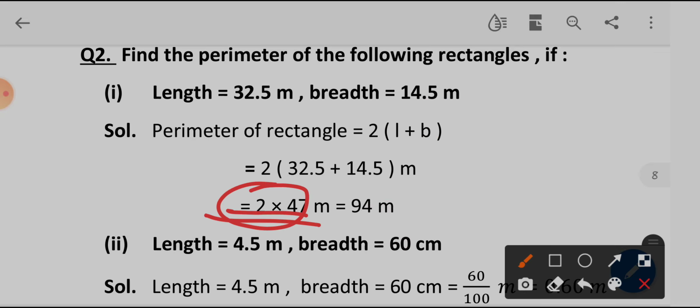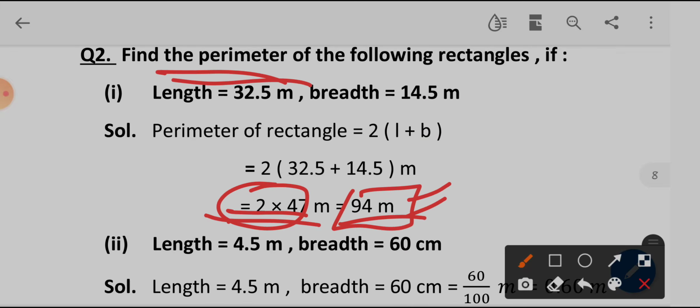Now multiply 47 by 2. So the answer will be 94 meter. It means the perimeter of the rectangle is 94 meter.